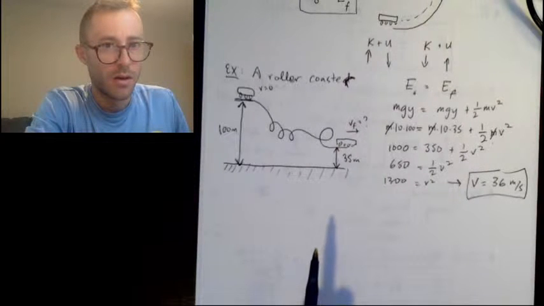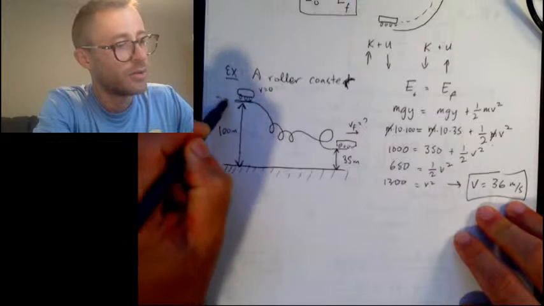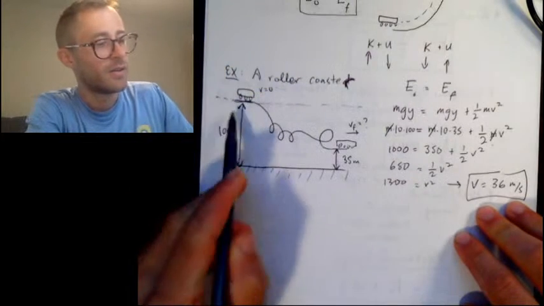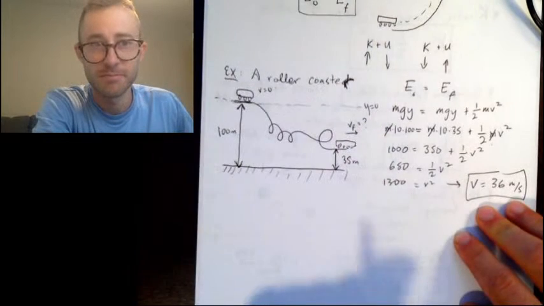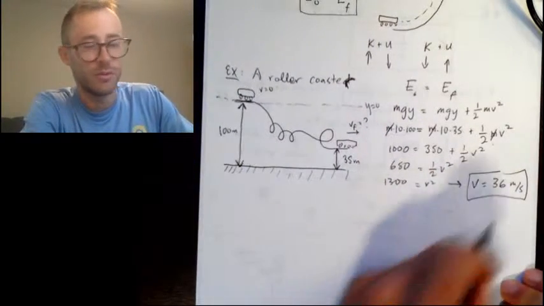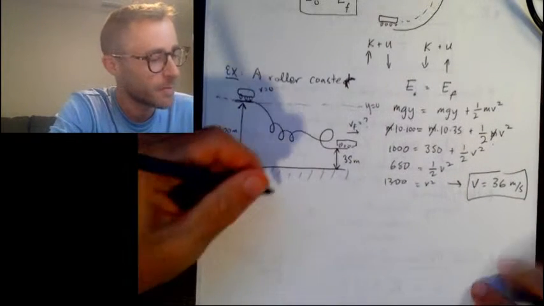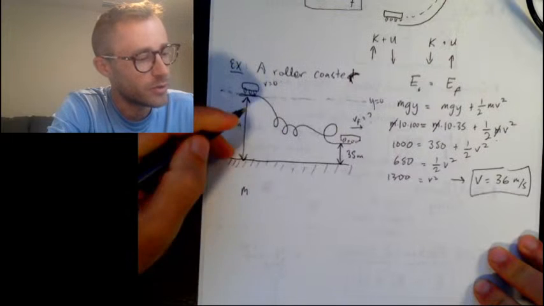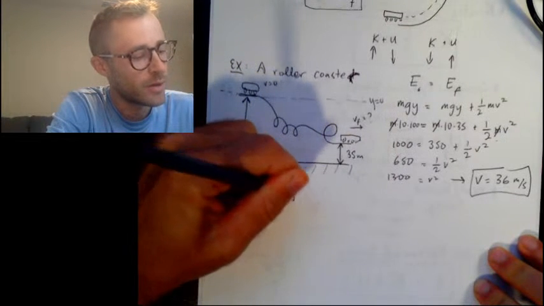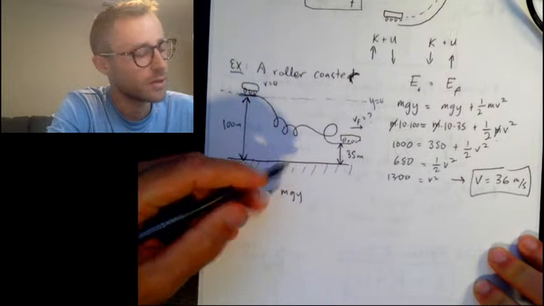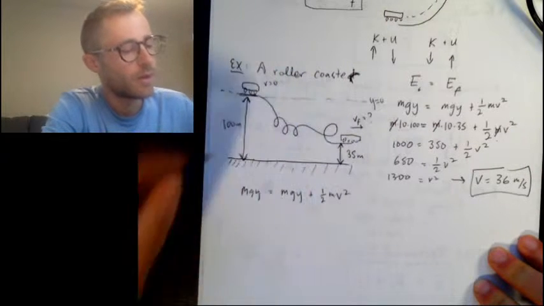Okay. Now I'm actually going to redo the problem. Only this time I'm going to do the problem as if the starting position of the roller coaster was y equals 0. And I'm going to show you that we still get 36 meters per second. So let's see how that works. So we still have the same equation. We start out with gravitational potential energy. We end up with gravitational potential energy and kinetic energy.